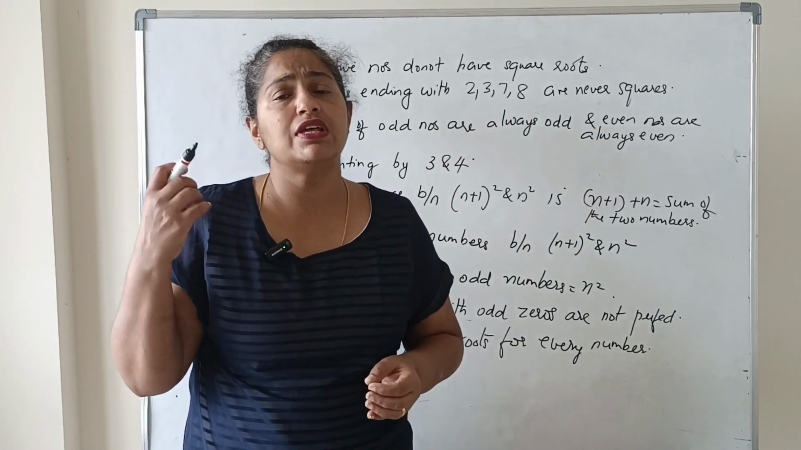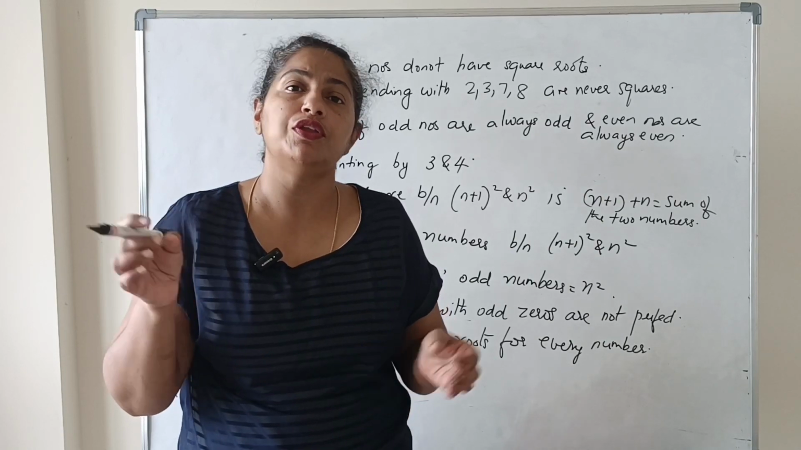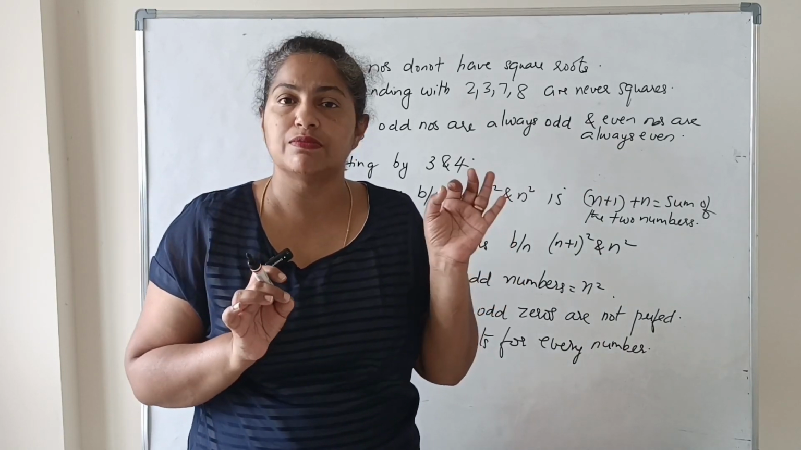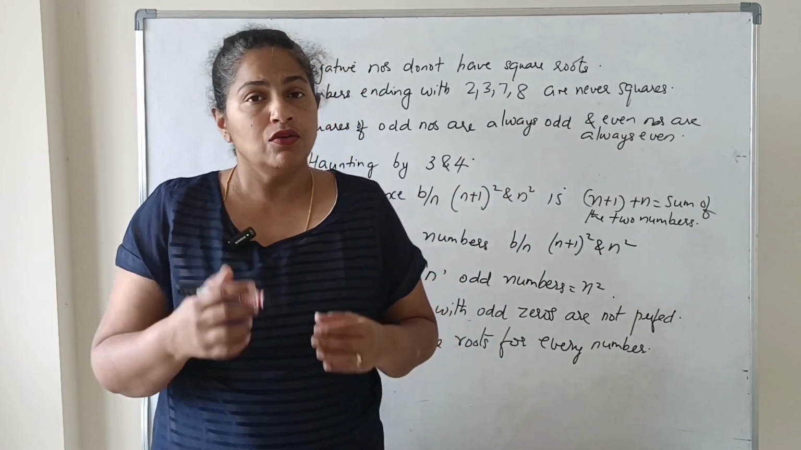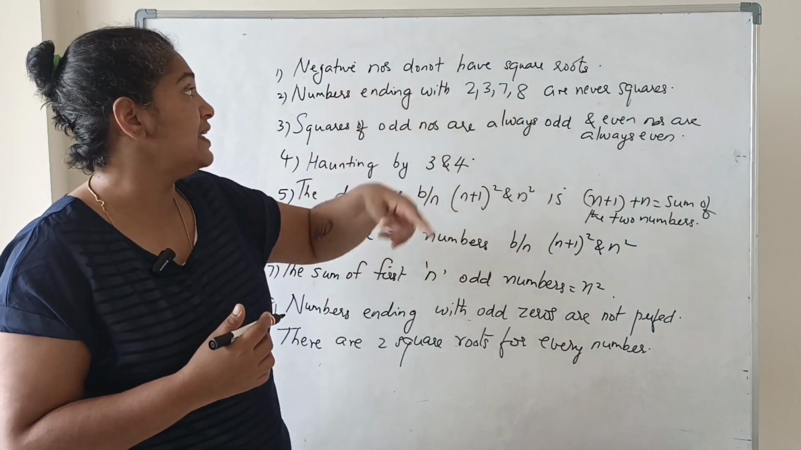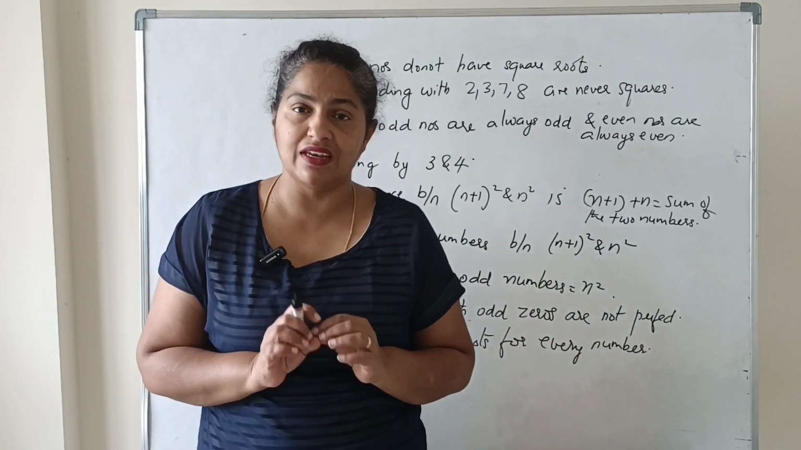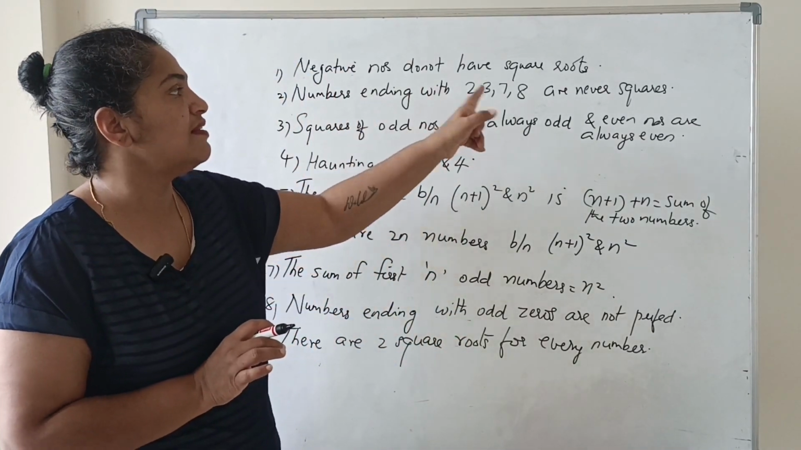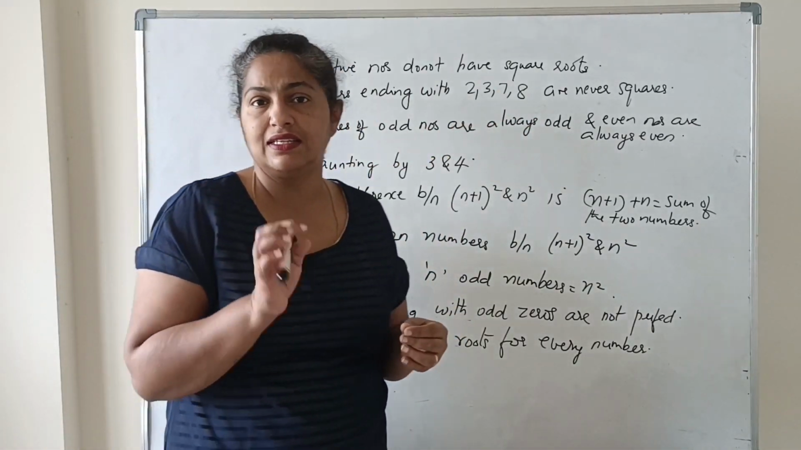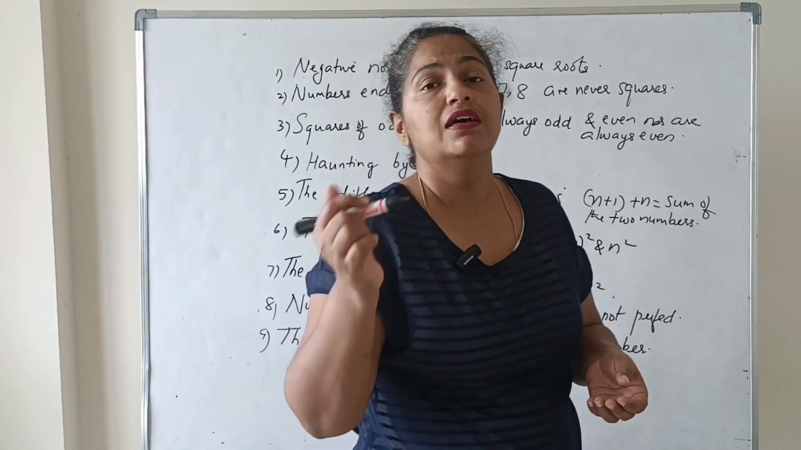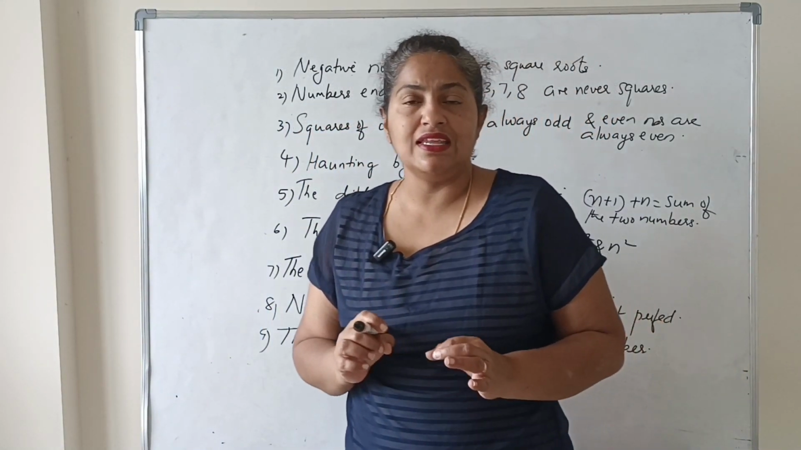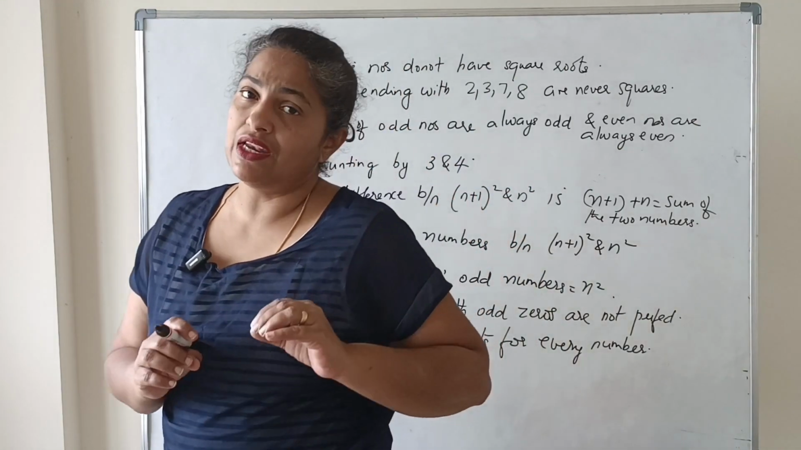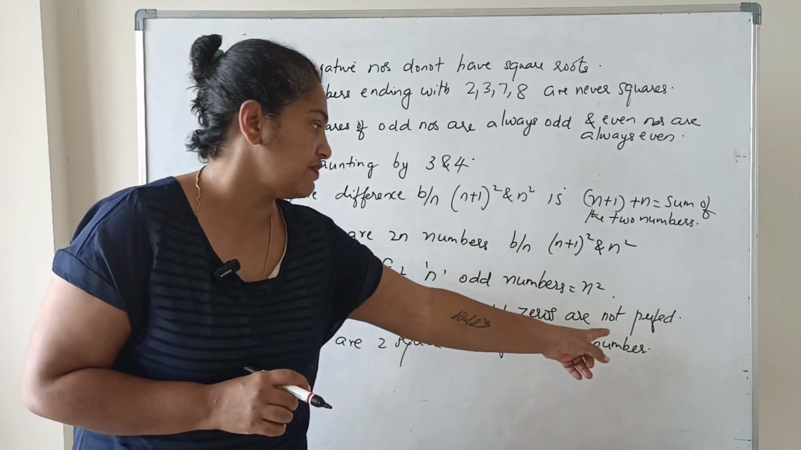So in some cases, if they're asking you only the square root of 4, you need to write both the square roots, which is -2 as well as +2. Going by the same logic, I can say that the negative numbers do not have any square root. Now, numbers ending with 2, 3, 7 or 8, we have seen that they can never be perfect squares. Similarly, numbers which are ending with an odd number of zeros can also never be perfect squares.